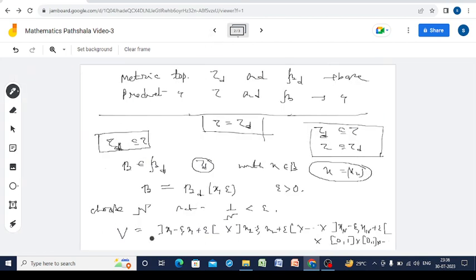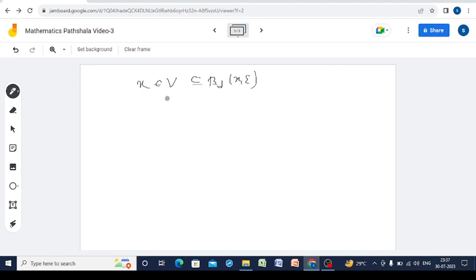So clearly this x belongs to V. This is very clear because this x equals xn, and x1 is here, x2 is here for these coordinates, and after the nth coordinate, this [0,1] will be in the product. So clearly x belongs to V, and we now show that V is a subset of B_d(x, epsilon). For this, let us take a y belongs to V. So this y equals our sequence yn.